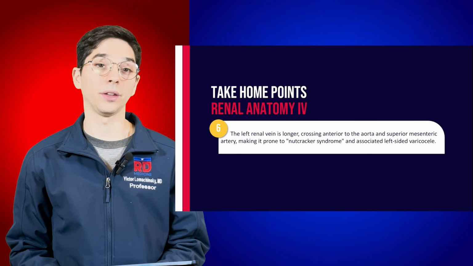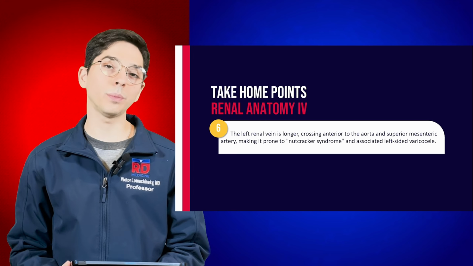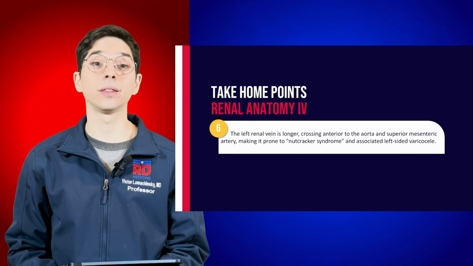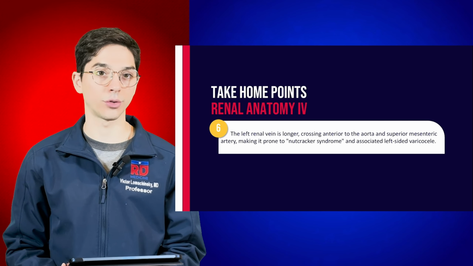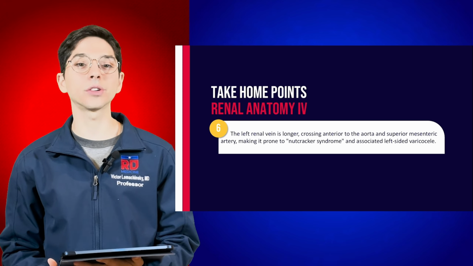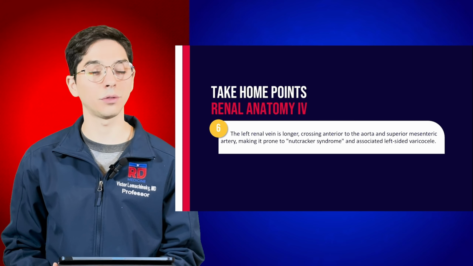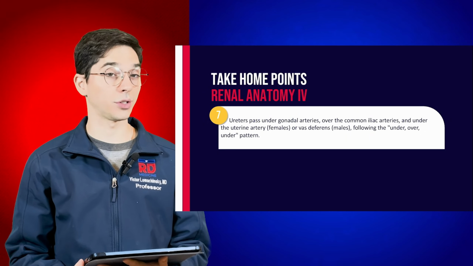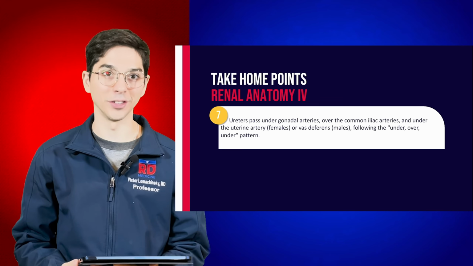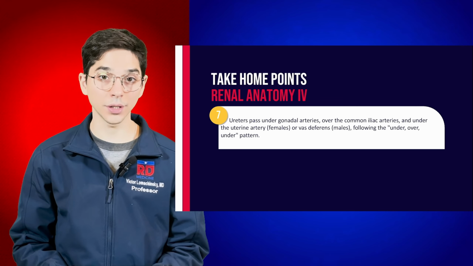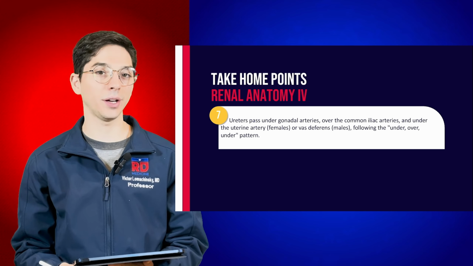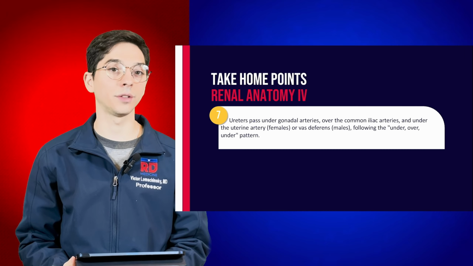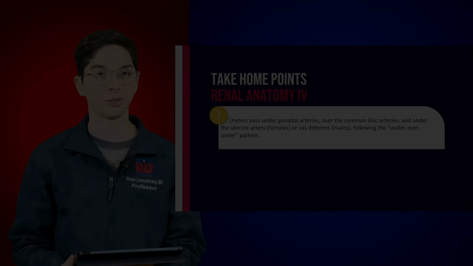For venous anatomy, on the other side, the left renal vein is much, much longer. It crosses anterior to the aorta and just beneath the superior mesenteric artery, which makes it prone to nutcracker syndrome and associated left-sided varicocele. And finally, for the ureter path, let's just remember under, over, and under. Ureters pass under the gonadal arteries, over the common iliac arteries, and under the uterine artery in females, or under the vas deferens in males.